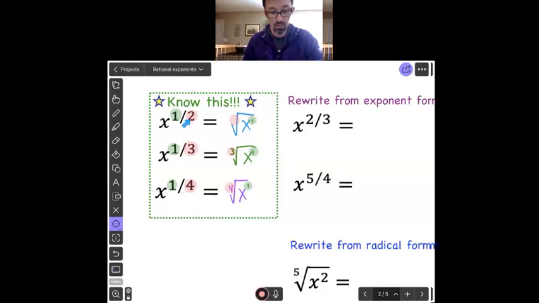Okay? The denominator of the exponent became the index. The numerator became the exponent, or the power. The denominator became the index. The numerator became the power. The denominator became the index. So as I go to rewrite this, x to the 2/3, into radical form, I'm going to follow that same pattern.